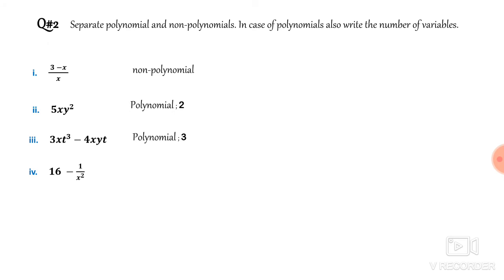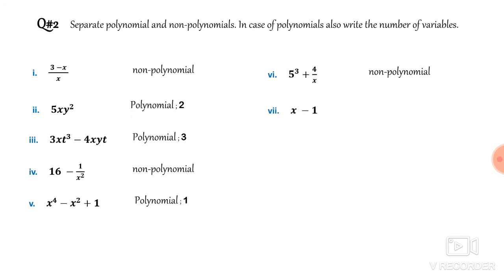16 minus 1 upon x square. This is a non-polynomial because dividing by a variable is not allowed in a polynomial. Yes, it is a polynomial with one variable. x to the 4 minus x square plus 1. Here the variable is x, so we have just one single variable. It is also not a polynomial. Yes, a polynomial with one variable. Polynomial, yes, because exponents are all positive integers. Polynomial with three variables. Also polynomial with one variable.